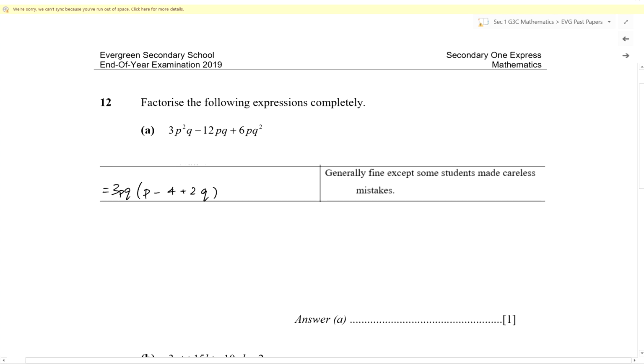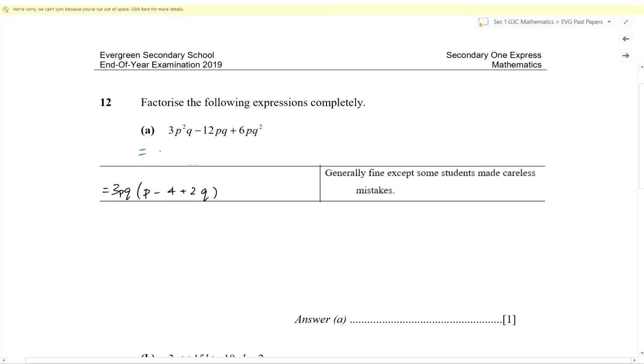Okay, next one. Question 12a. Factorize it completely. Okay, anybody needs help with this? Anybody? Okay, who got this correct? There are still some of you who get it wrong. Hopefully it is a careless mistake, but this is what I tell some of my other students: to prevent careless mistakes, write everything out separately.